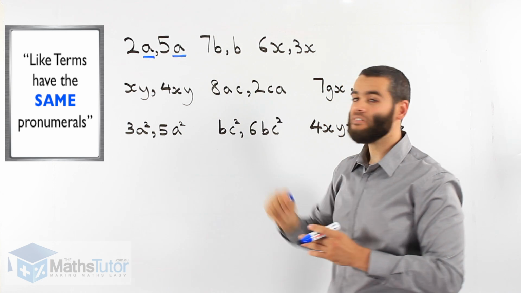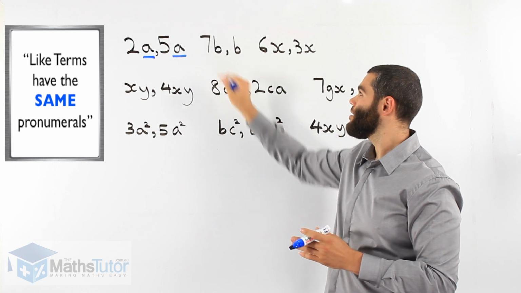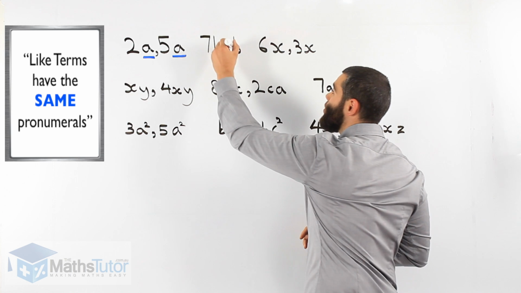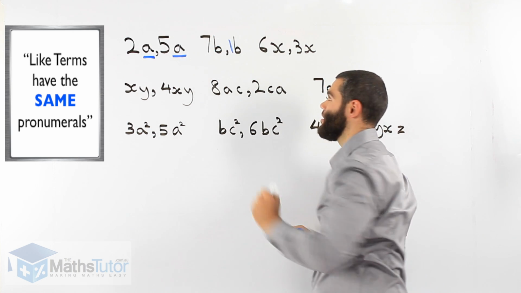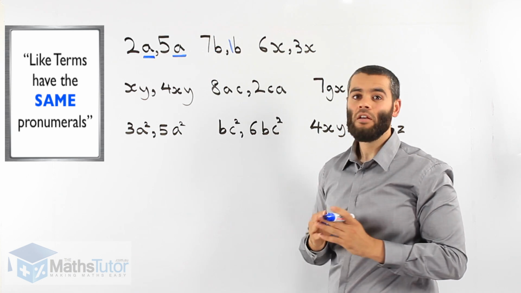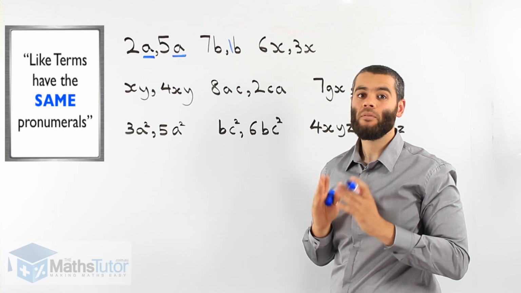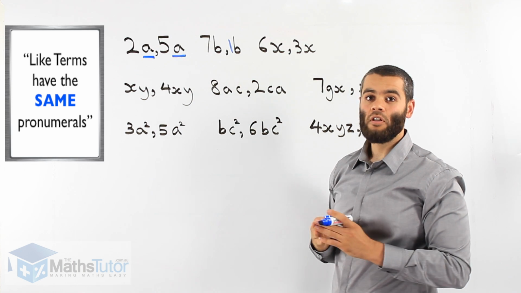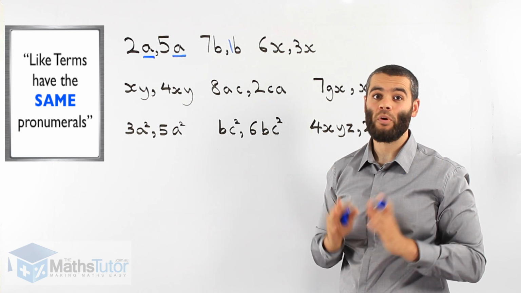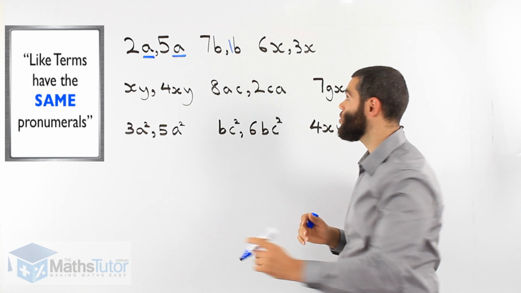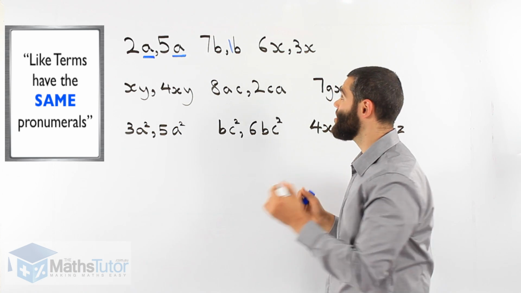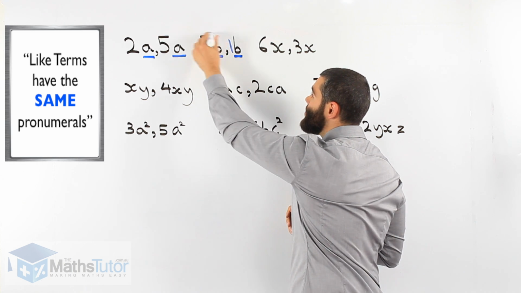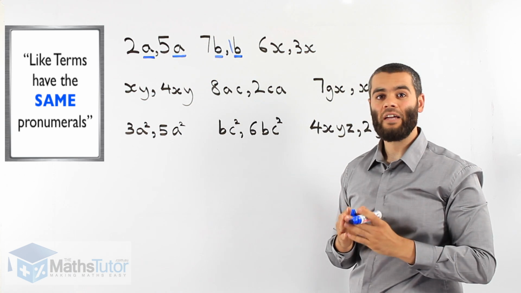Are these like terms? We have 7b and we have b. Now b really means that there's a 1 here, 1b. So when you see a b, it's not just a b, it's actually 1b. Are these like terms? Do they have the same pronumeral? That's the question you ask. Do they have the same pronumeral or pronumerals? In this case here, yes, they have a b and a b. Therefore, 7b and b are like terms.